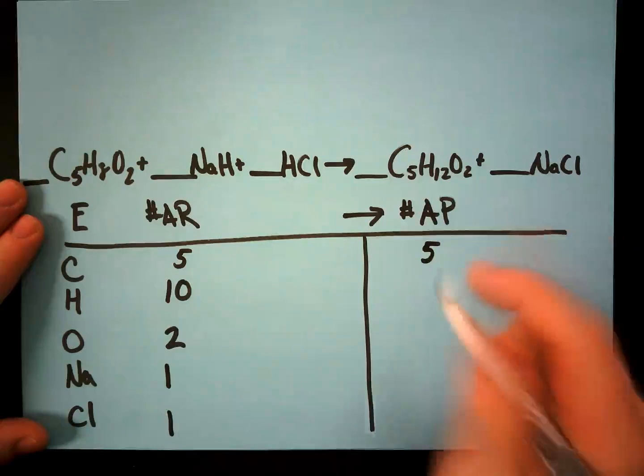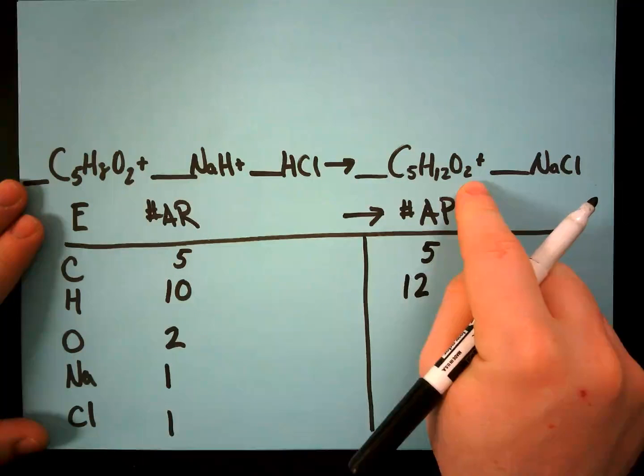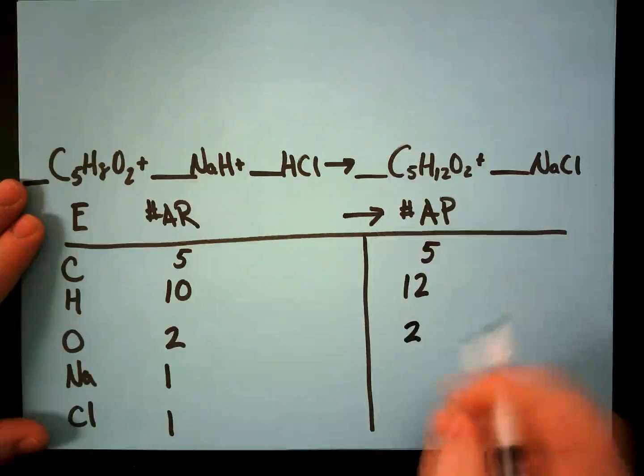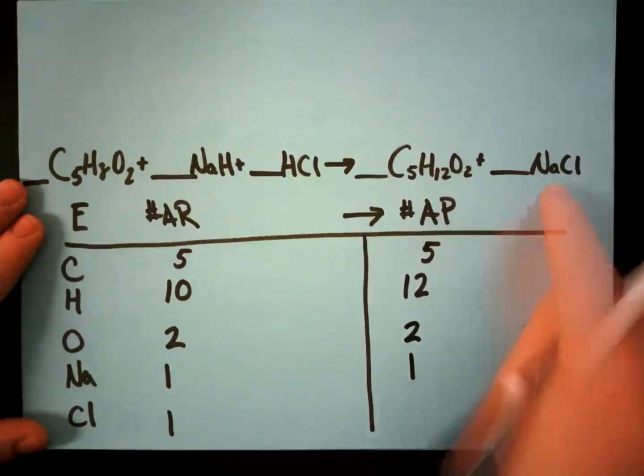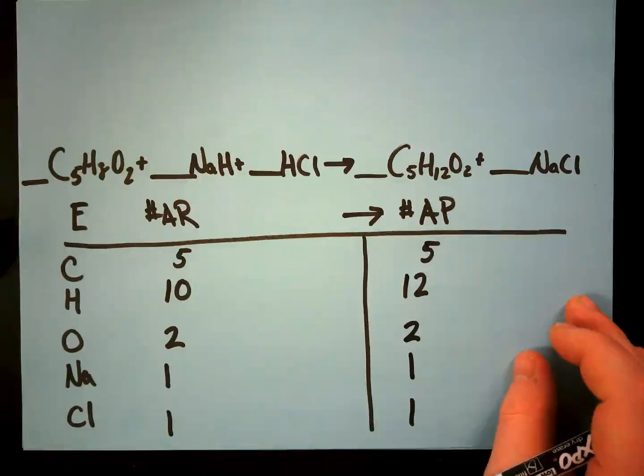Still, looks like now we got 12 for hydrogen. We've got 2 for oxygen still. We've got 1 for sodium and then 1 for chlorine. Ooh, so this guy's going to be kind of a challenge. Excuse me. So this guy's going to be kind of tricky.